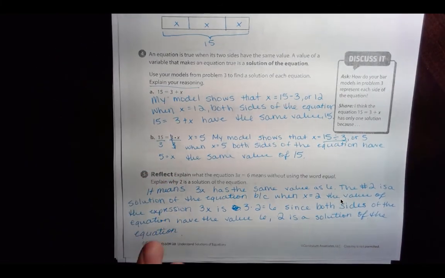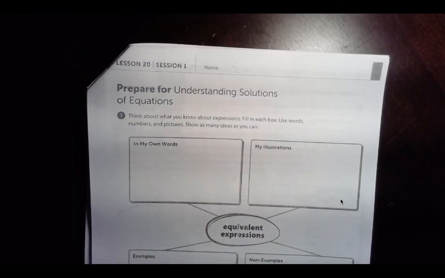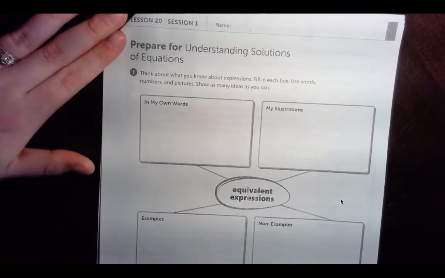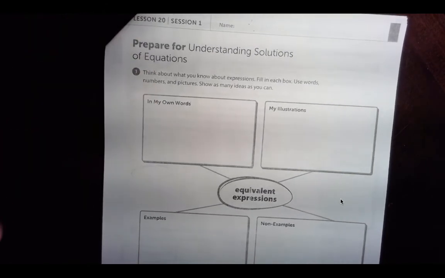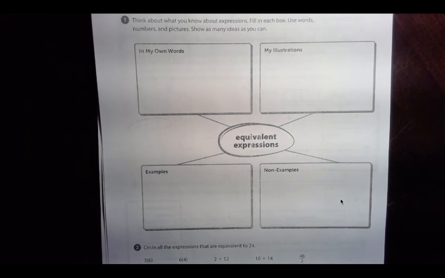All right, go ahead and turn to the next page, page 467. So this would be lesson 20, session 1 homework, so 467 and 468. So think about what you know about expressions. Fill in each box. Use words, numbers, and pictures. Show as many ideas as you can.